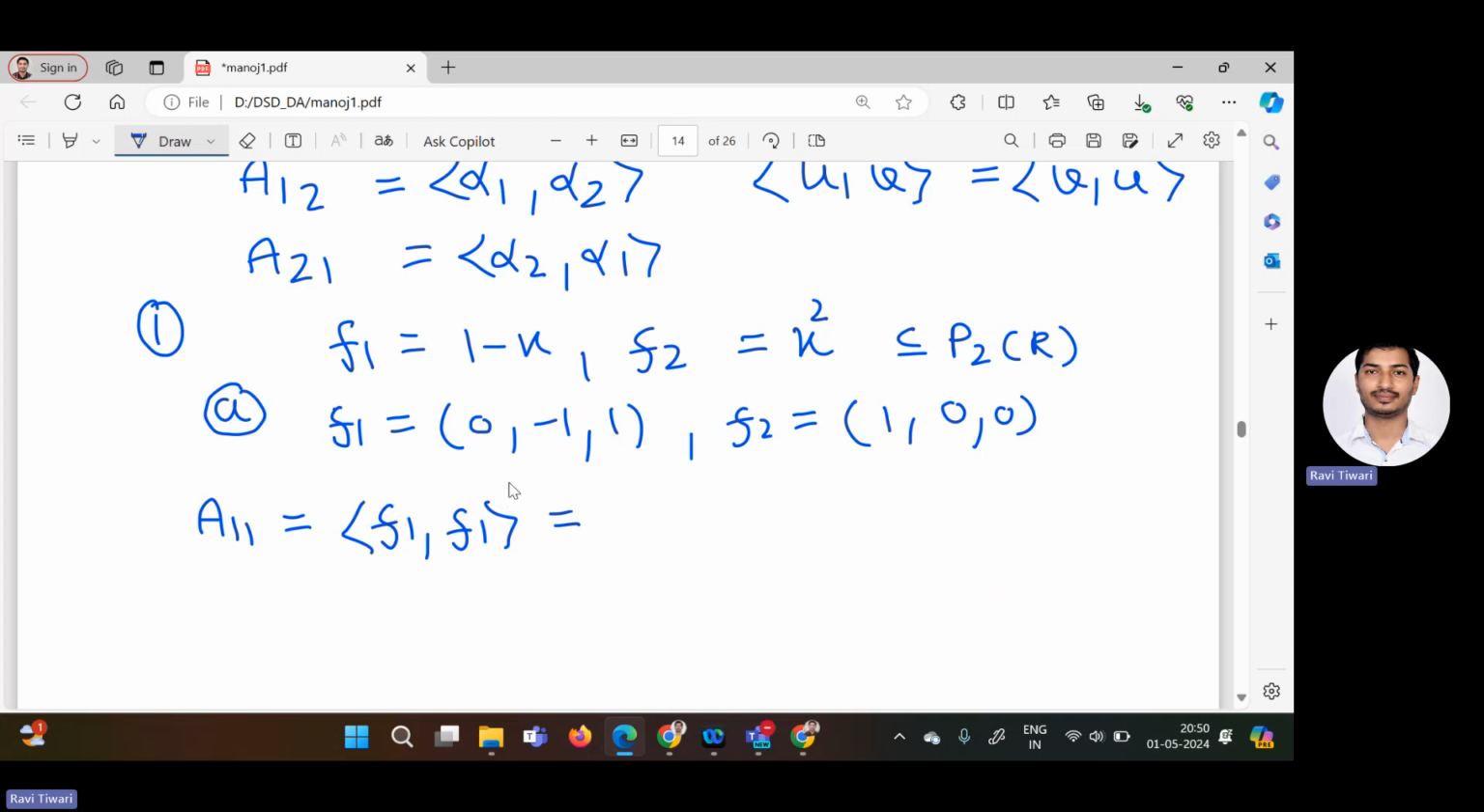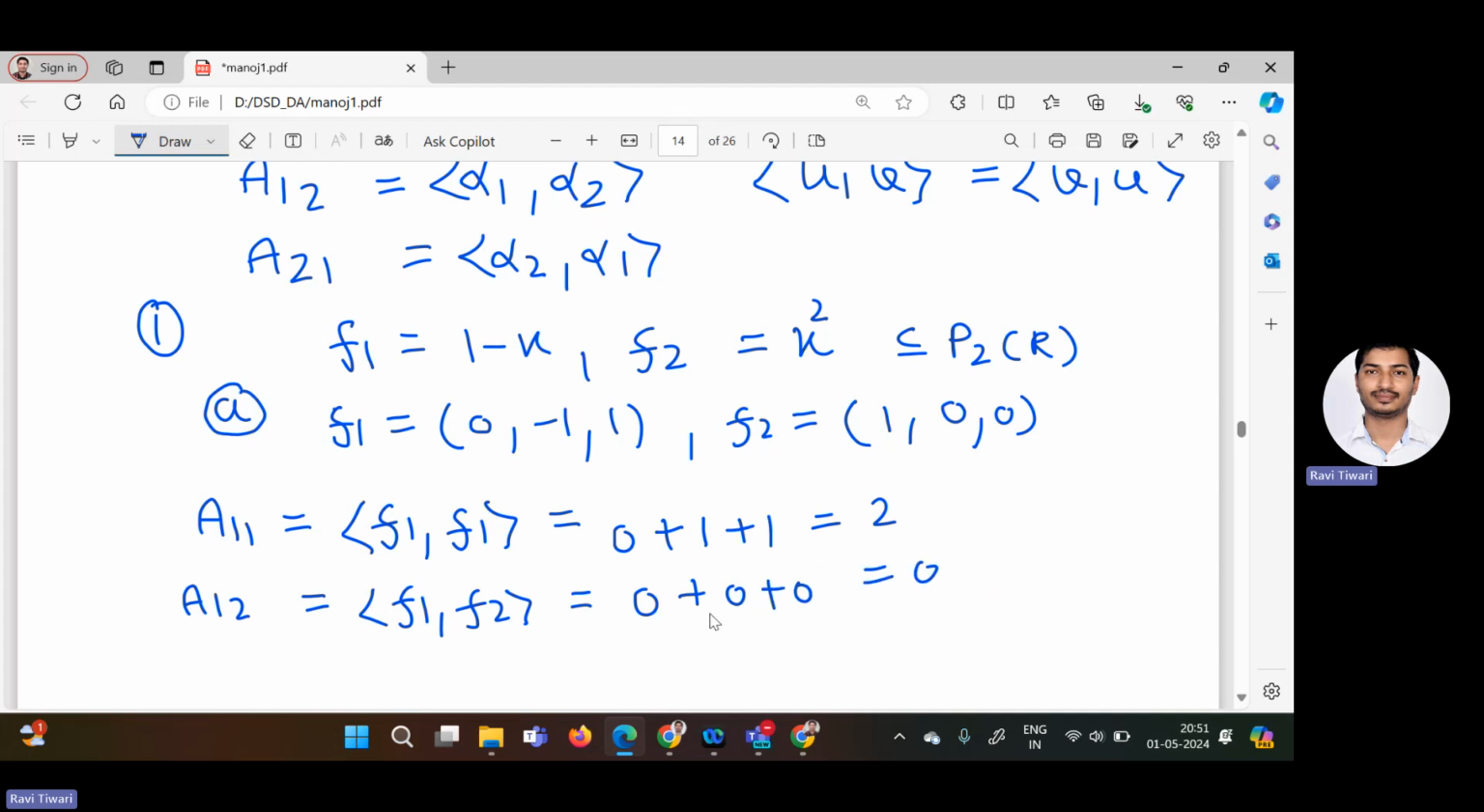So 0 into 0, what will you get? 0. -1 into -1, so you will get +1, and 1 into 1, so you will get 1. So this is what? 2. What will be the second entry of the given matrix, A12? A12 will be the inner product of F1 and F2. F1 and F2 both are given to you. So 1 into 0, 0; minus 1 into 0, 0; and 1 into 0, 0. So this entry you will get 0. Similarly, because this obtained matrix is symmetric, A21 will also be 0.